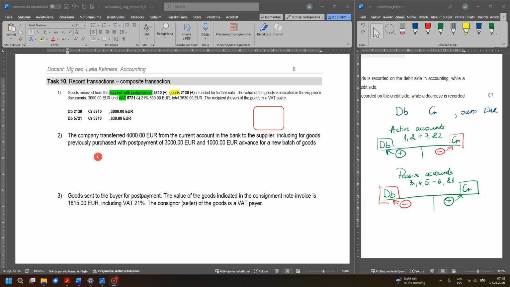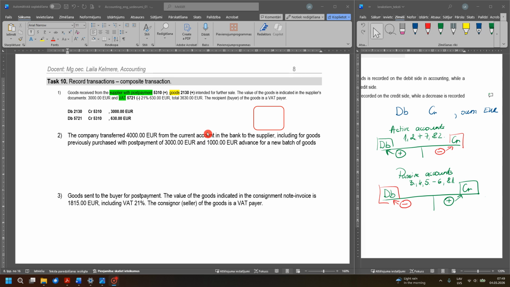Next, the company transferred 4,000 euros from the current account to the supplier. This payment includes 3,000 euros for the goods we already got on post payment terms and 1,000 euros as an advance payment for a new batch of goods. That means we will have a composite transaction. We will record 3,000 and 1,000 separately because they have two different economic meanings.